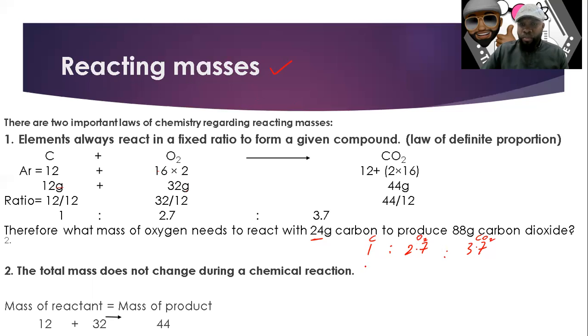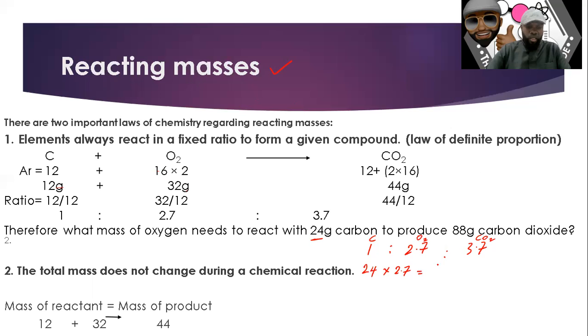So 24 grams of carbon will need to react with 24 times 2.7, okay? And that should give me my 64, should give me 64.